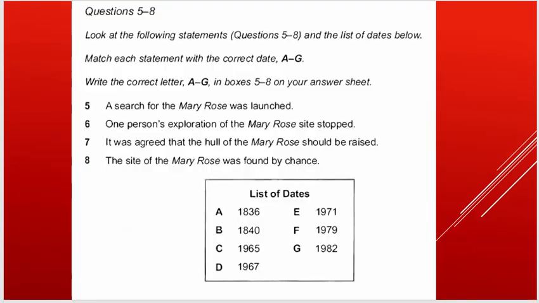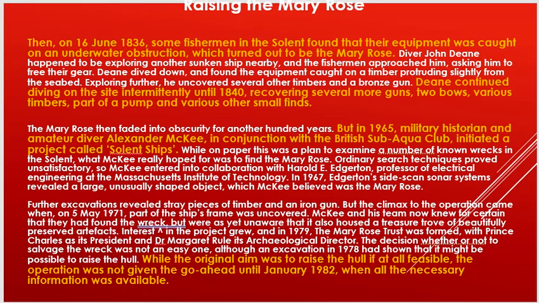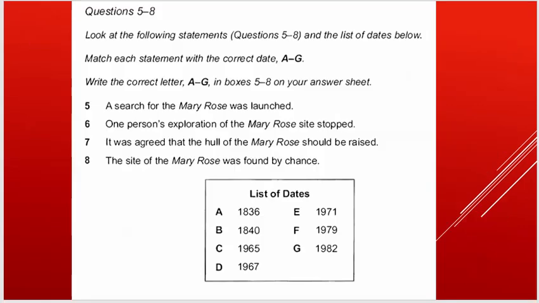What is that? Let's go back. Yes, have you seen the 8th question, guys? The site of the Mary Rose was found by chance. By chance here means they were not actually looking for it, they were not actually searching for it, but they found it when they were on another mission. So now what is the year that corresponds to the 8th blank?